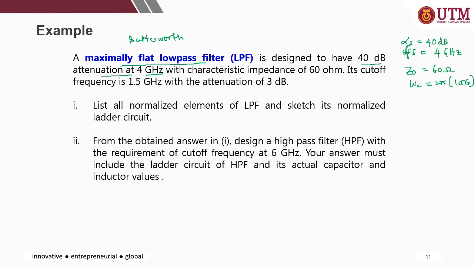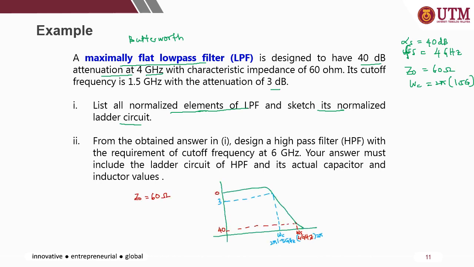and with the attenuation of 3 dB. So this is the cutoff attenuation. List all normalized elements of the low pass filter and sketch its normalized ladder circuit. The ladder circuit is the normalized circuit for this low pass filter. Normalized elements means all the components involved in your circuit. As mentioned earlier, it will be good if you can represent this statement in a frequency response, so you can relate where the cutoff frequency is, where the stop band frequency is, the stop band gain, and so on.